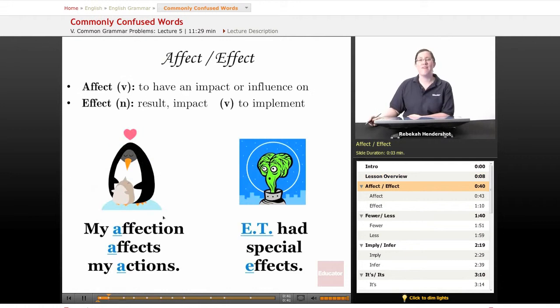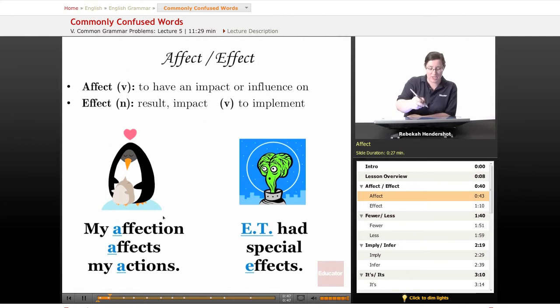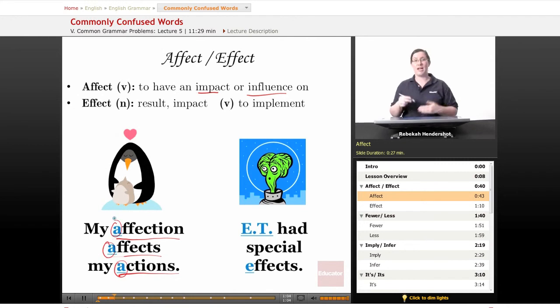All right. Affect versus effect. Affect is always, well, almost always, a verb. It means to have an impact or influence on. Now, the way to remember affect is it starts with A. Affect is an action. My affection, which is in fact where we get the word affection, affects my actions. Look at those A's. When you're trying to remember how to use affect, remember that it is an action. I affect the world around me.